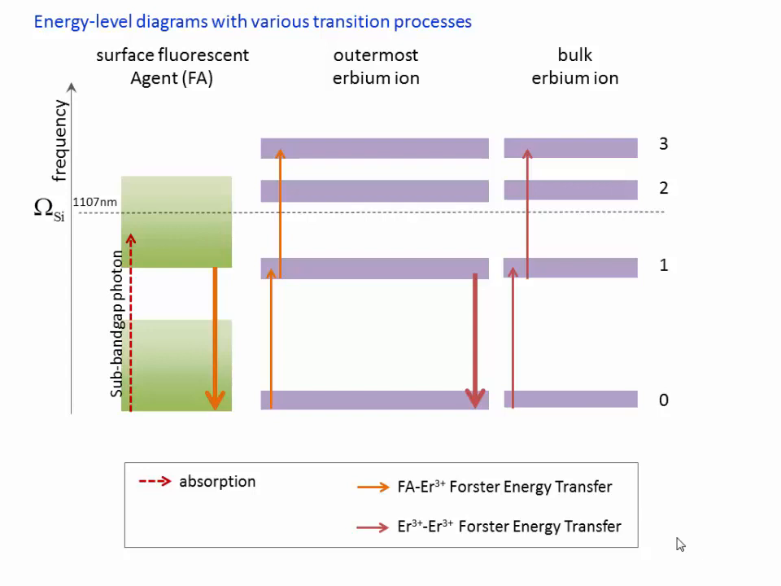So here is the energy level diagram that illustrates the upconversion mechanisms. This is the fluorescent agent. It can absorb a broad band of sunlight to promote to an excited state. As it decays down to the ground state, it can excite the inner layer of erbium through the Förster energy transfer process. So the erbium can be excited to the first excited state, and with accumulation of population at that first excited state, it can further be excited to a higher state. And this is the upconversion process.